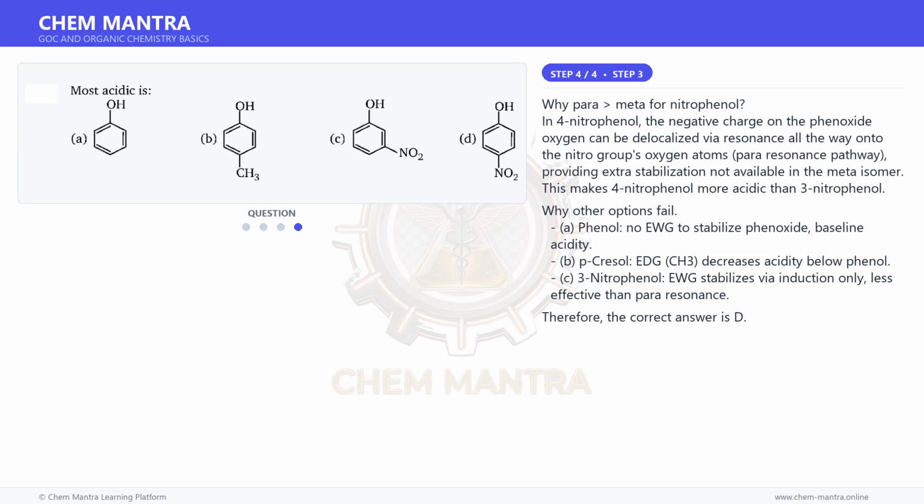Why other options fail? A. Phenol, no EWG to stabilize phenoxide, baseline acidity. B. p-cresol, EDG, CH3, decreases acidity below phenol. C. 3-nitrophenol, EWG stabilizes via induction only, less effective than para resonance.